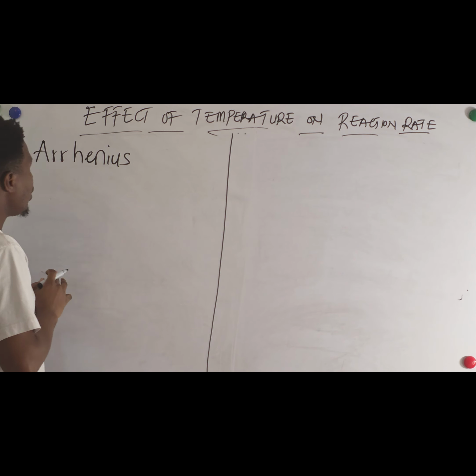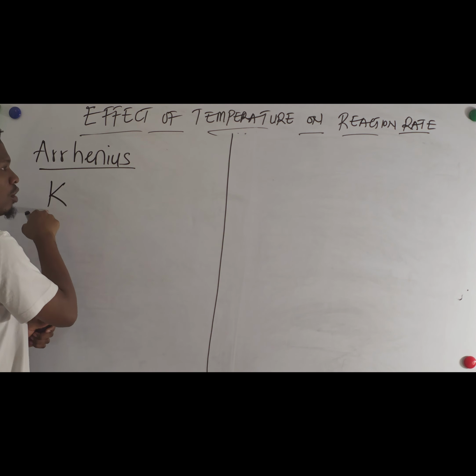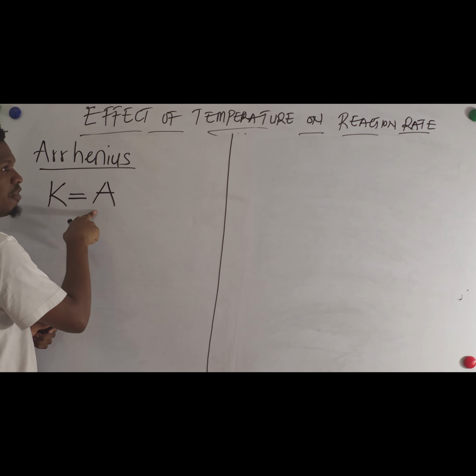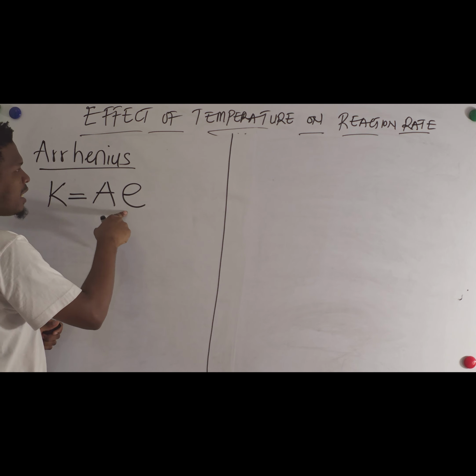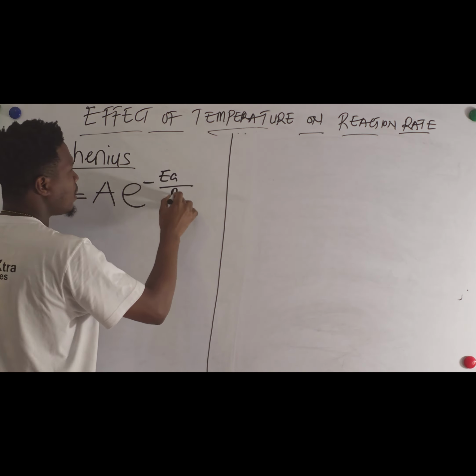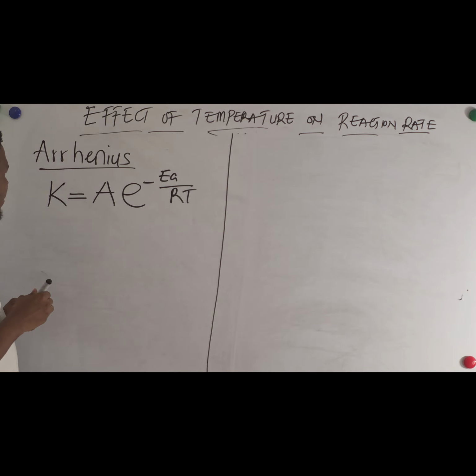The famous Arrhenius equation states that the rate constant k is equal to the pre-exponential factor A multiplied by exponential minus Ea over RT. Now, let's analyze these parameters.